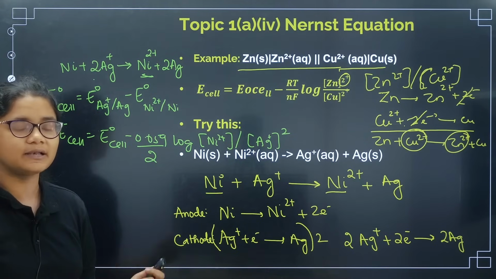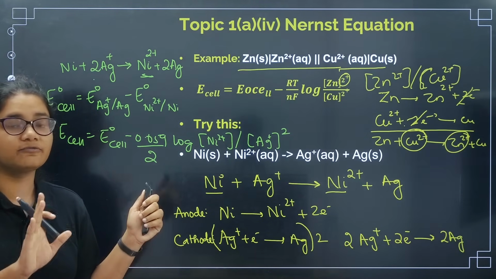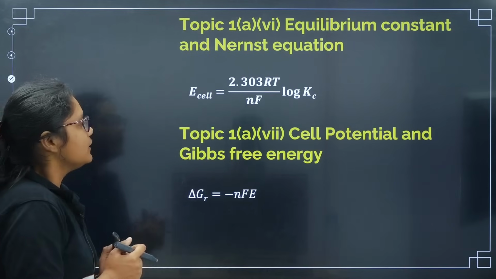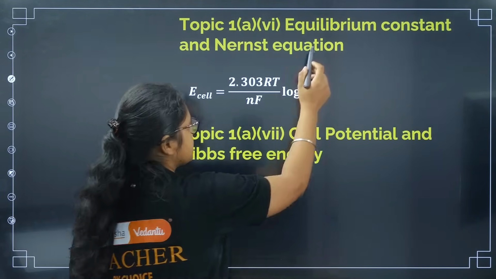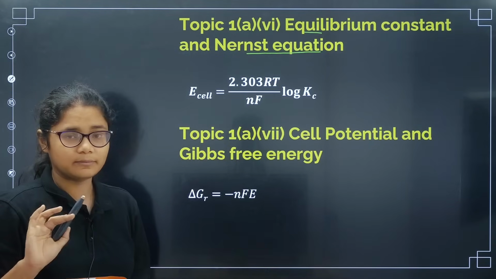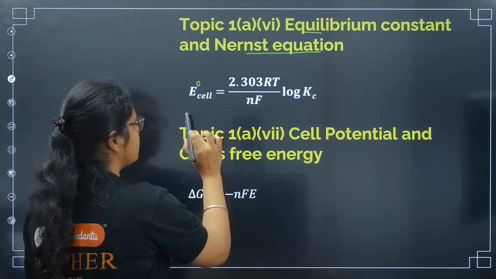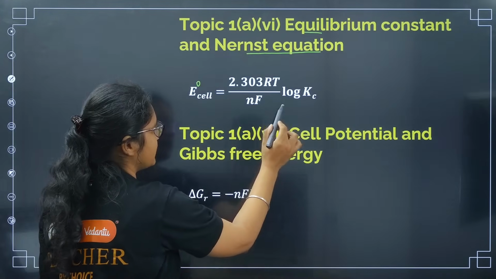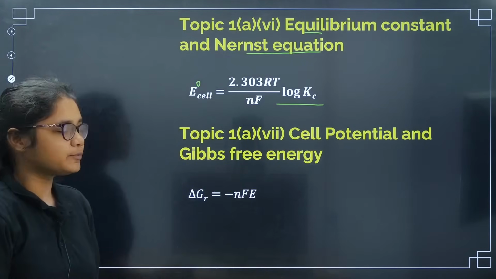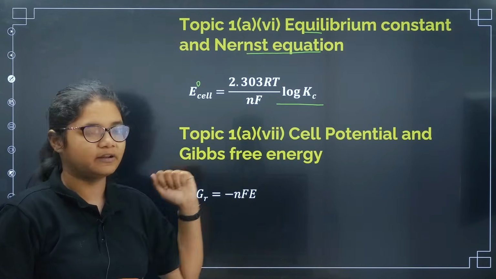Calculator is there. Again I am telling, it's very easy to score in physical chemistry problems if you only know the formulas correctly. Now coming to the next one, that is equilibrium constant and Nernst equation. So at equilibrium what happens? E of the cell becomes 0, right? Then E naught of the cell will be equal to 2.303 RT by nF into log Kc. So questions will ask you to calculate the log Kc value, or the Kc value is generally asked.